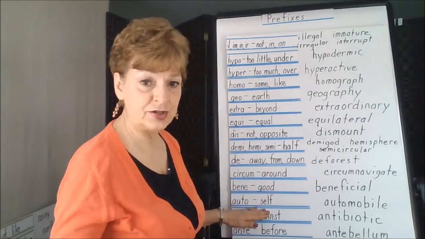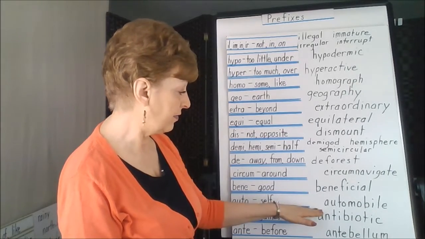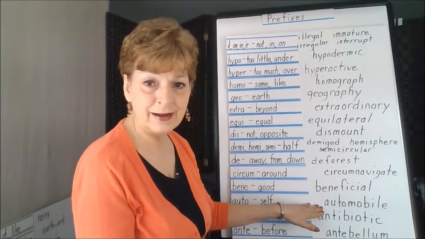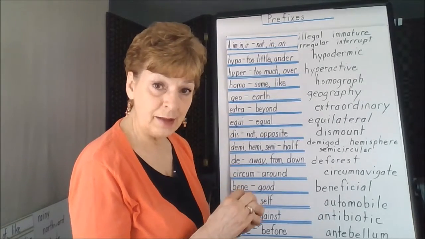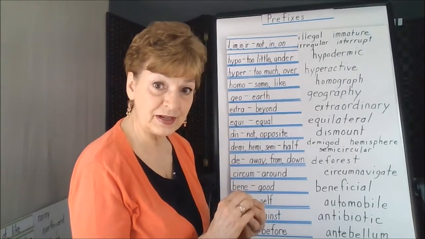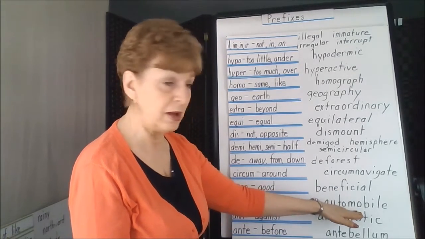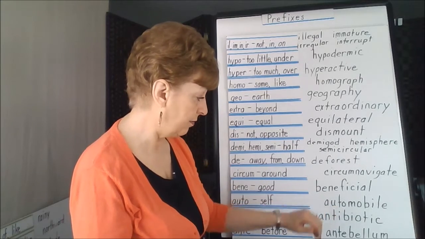Auto, here's an interesting one. Auto meaning self. This is a term we use all the time. Automobile, automatic, but it's actually a conglomerate of a couple of different parts, the prefix and the root for self-mobile. So it moves the self by itself.